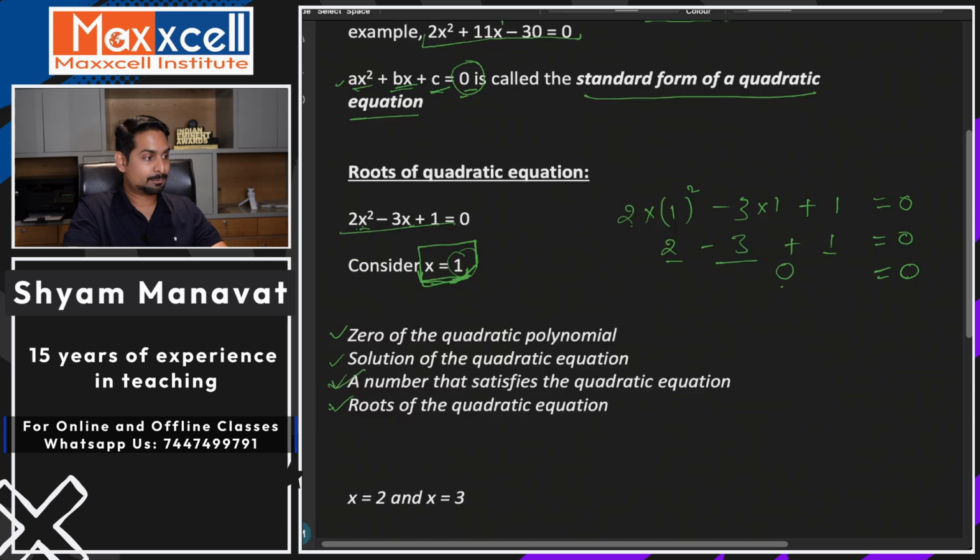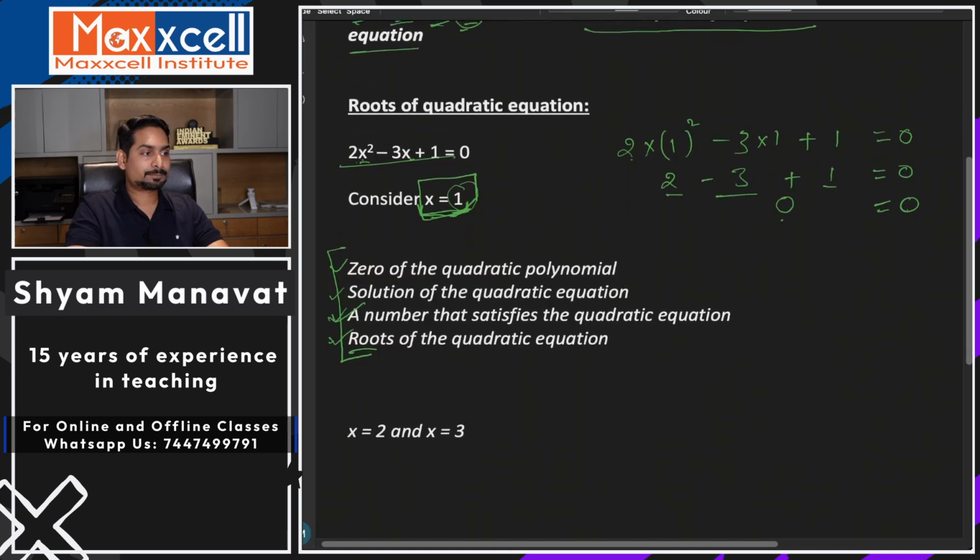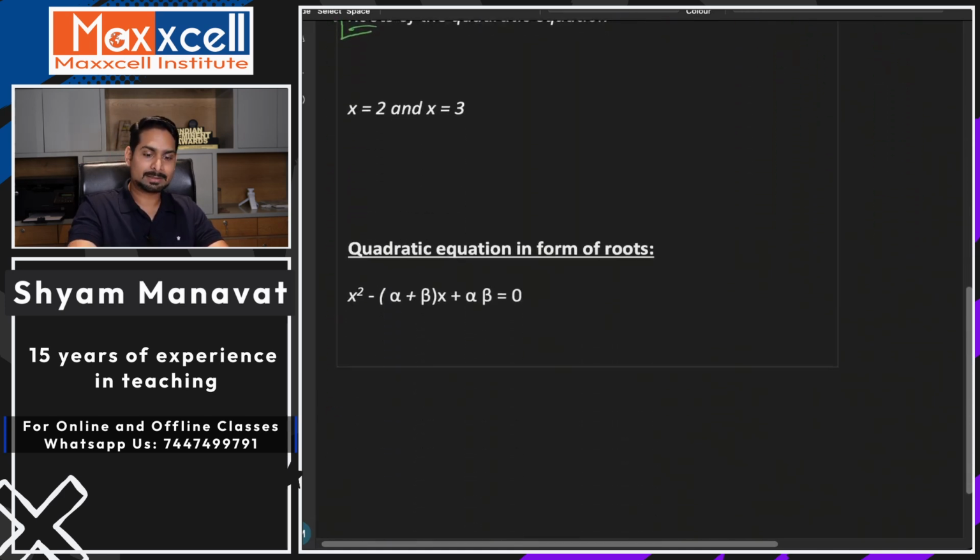This we have already spoken. The fourth point, the roots of quadratic equation, from where it has been originated. So these terminologies are the same. Wherever you see these terminologies, they mean the same thing, the value of x when you solve the equation. All right. Now let's go the other way around.